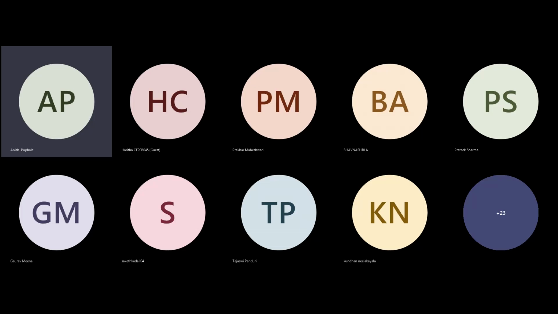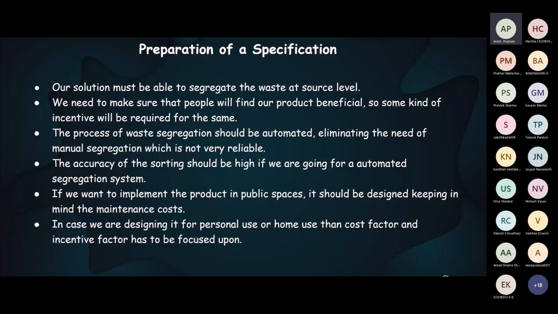By our solution. And so the second thing is that, as we discussed, people should be motivated enough to use our product or segregate the waste. So for that, we need to provide some kind of an incentive to the people. For example, people on their own are pretty lazy or ignorant about the problem of waste segregation and are not willing to segregate the waste.